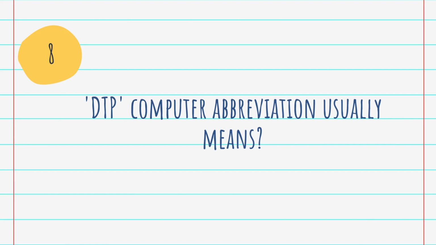Question number 8 is, DTP computer abbreviation usually means? Answer is desktop publishing. Desktop publishing is basically the creation of documents using page layout software on a personal desktop computer. Common example of desktop publishing software include Adobe FrameMaker, Adobe PageMaker, Adobe InDesign, etc.